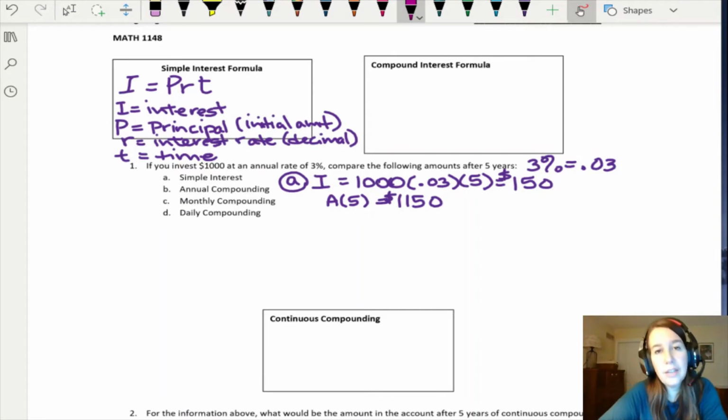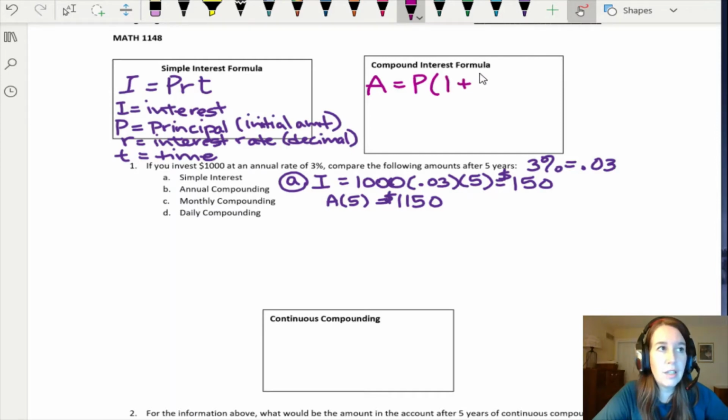Now let's look at the compound interest formula. And this actually has more real life applications. This is more realistic for what a bank does to calculate the interest. So this formula is the amount is equal to the principal times 1 plus the rate divided by n, all raised to the nt.